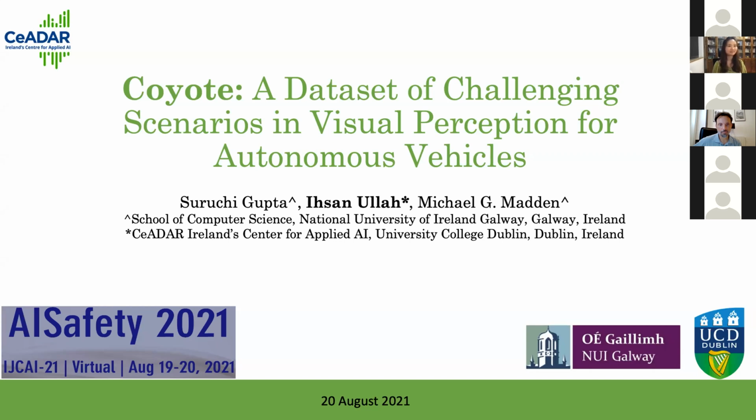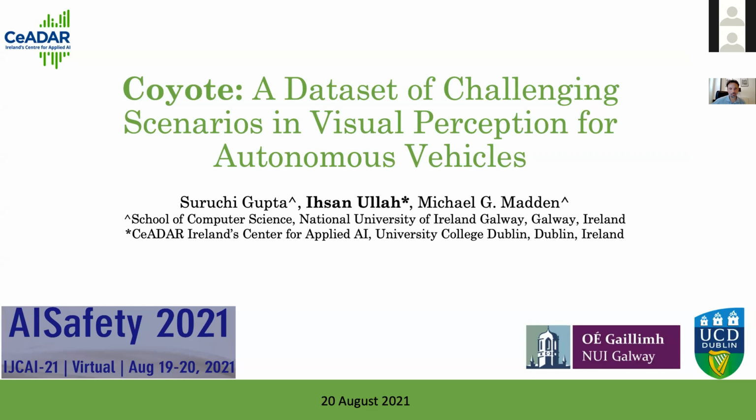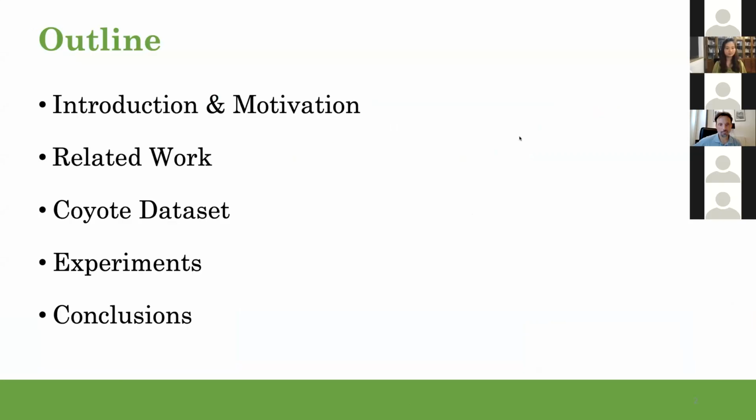So good morning. I'm Seán Ó from CeADAR, Ireland's Centre for Applied AI, University College Dublin. My co-authors are Suruchi Gupta and Michael Madden from National University of Ireland, Galway. I'm going to present our paper, Coyote, a data set of challenging scenarios in visual perception for autonomous vehicles. As a standard outline: introduction, motivation, related works, the Coyote data set, and some experiments that we did, and what we concluded from them will be given in the end.